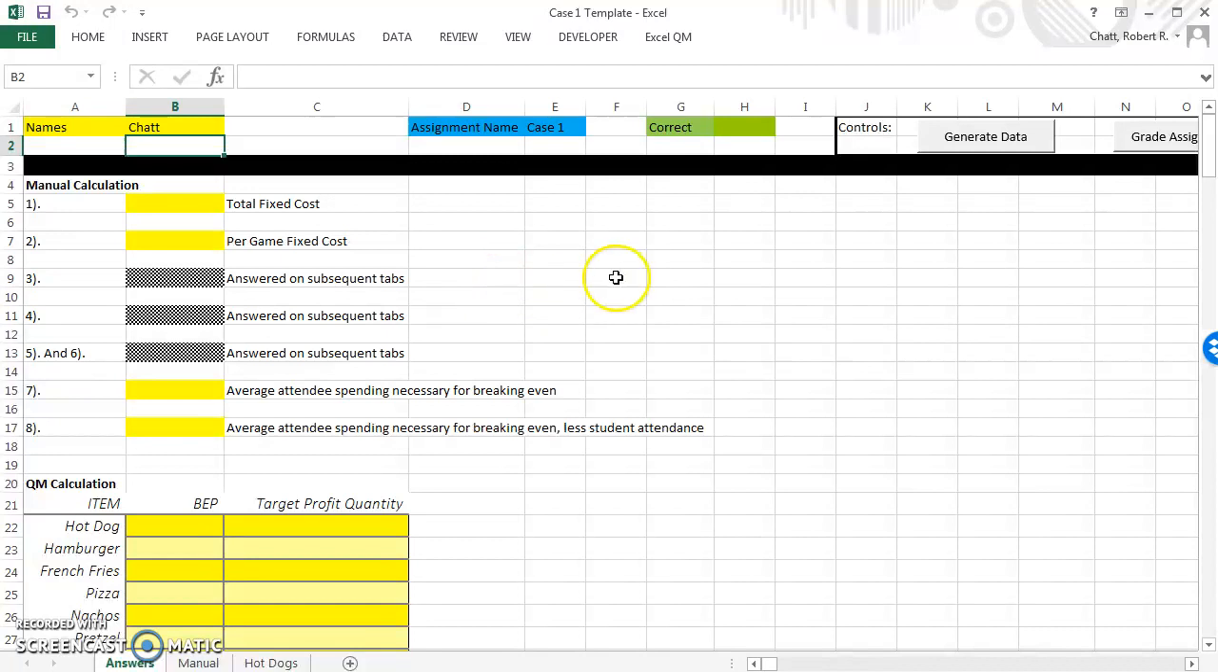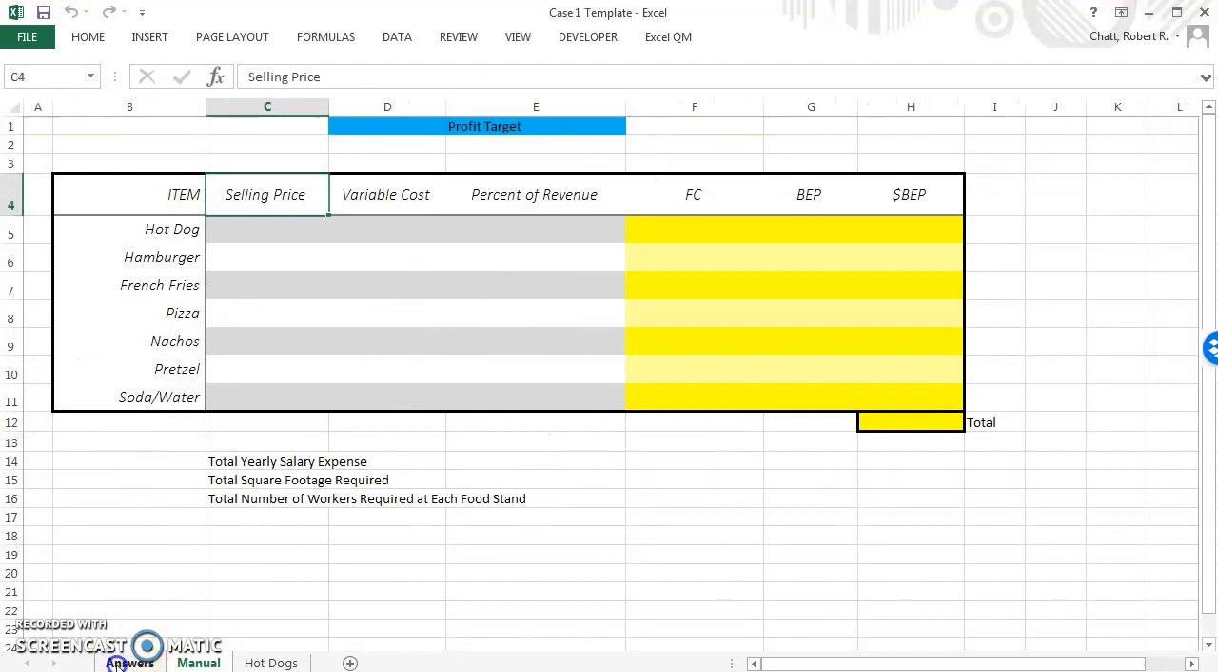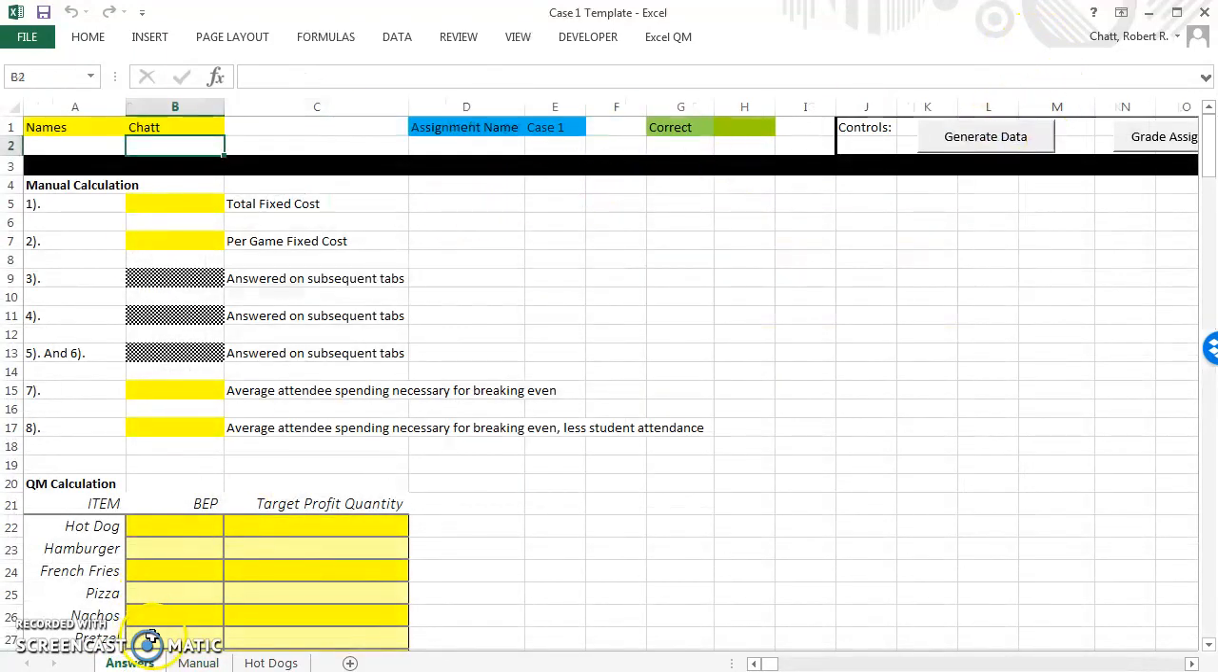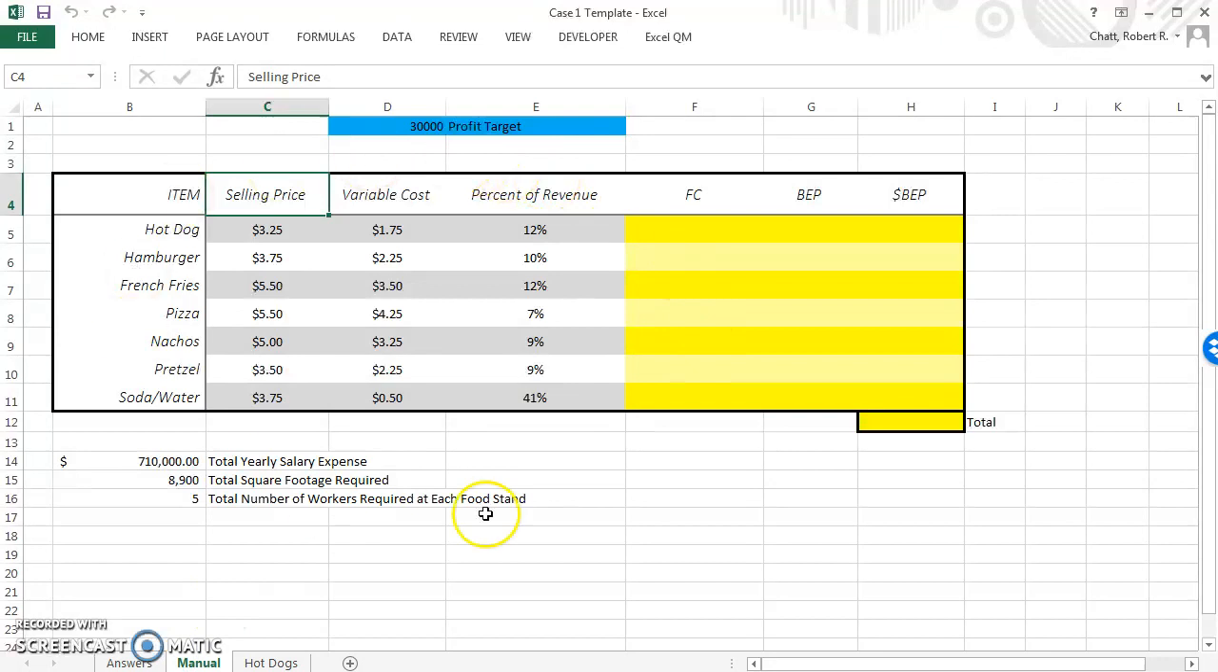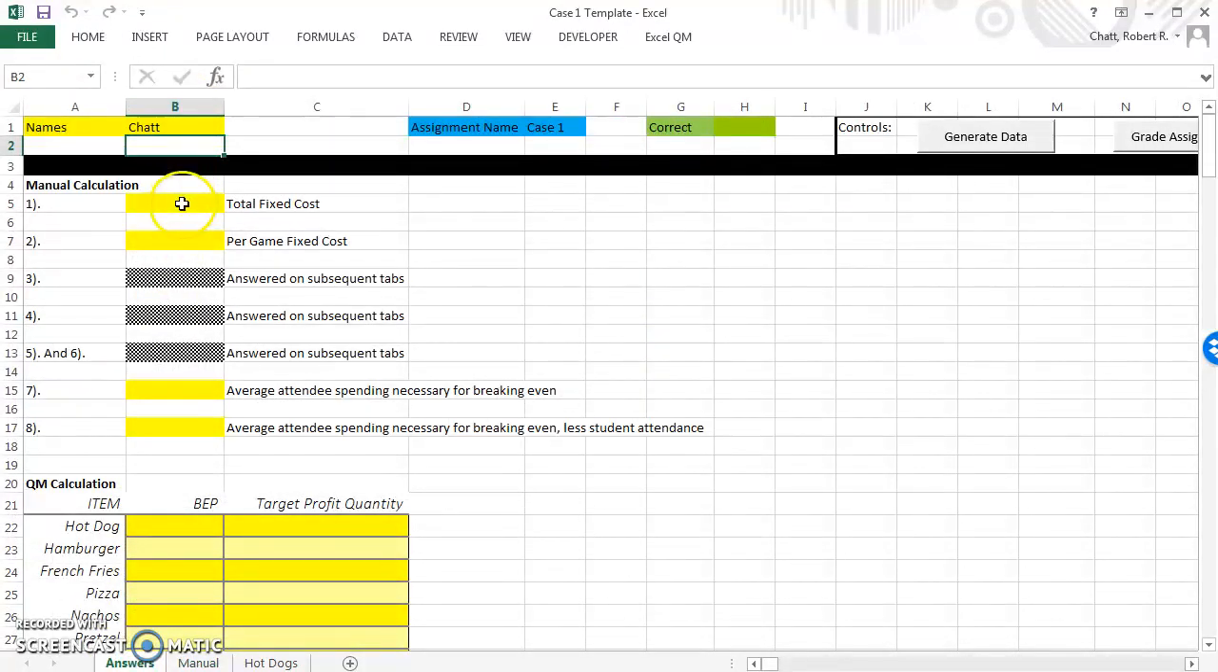Okay, so let's look at the assignment. This is the case. I've loaded it up. I've got my name. It comes blank like this. So I'm going to generate my data. Come into the manual tab, and I see that I have all the stuff that I need here. The first thing I need to do is calculate total fixed costs. This is something that it's difficult to do the rest of the case without, so we'll have a little crash course in this.